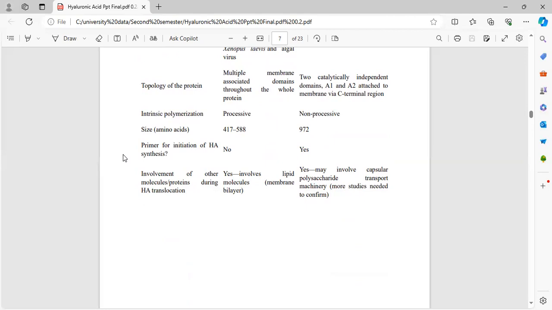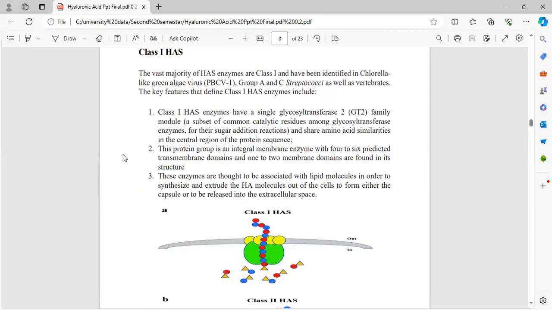Primer for initiation of hyaluronic acid synthesis: class 1, no; class 2, yes. Involvement of other molecules or proteins during hyaluronic acid translocation: class 1, yes, involves lipid molecules in the membrane bilayer; class 2, yes, may involve capsular polysaccharide transport machinery. More studies are needed to confirm.